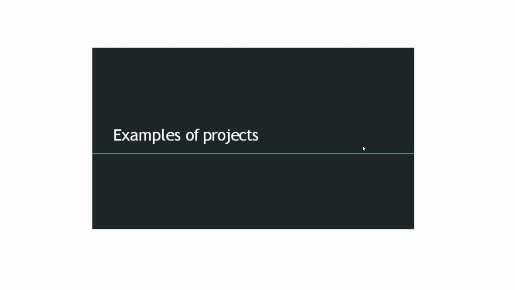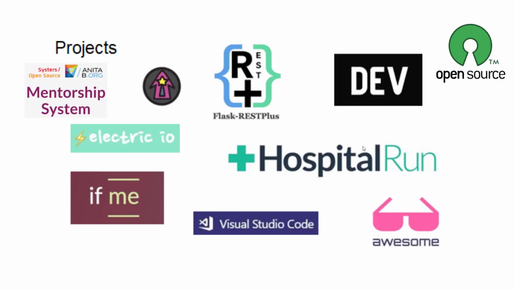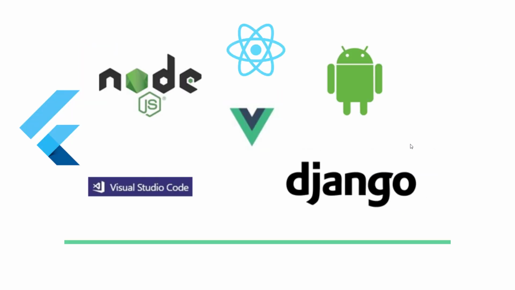Okay, so example of some projects. There are a lot of open source projects. Like if you want to contribute to AnitaB.org, there is a popular project, the mentorship system. The maintainer is Isabel Costa. She started the project and it is going really good now. And apart from that, there are a lot of open source projects which you can contribute to.